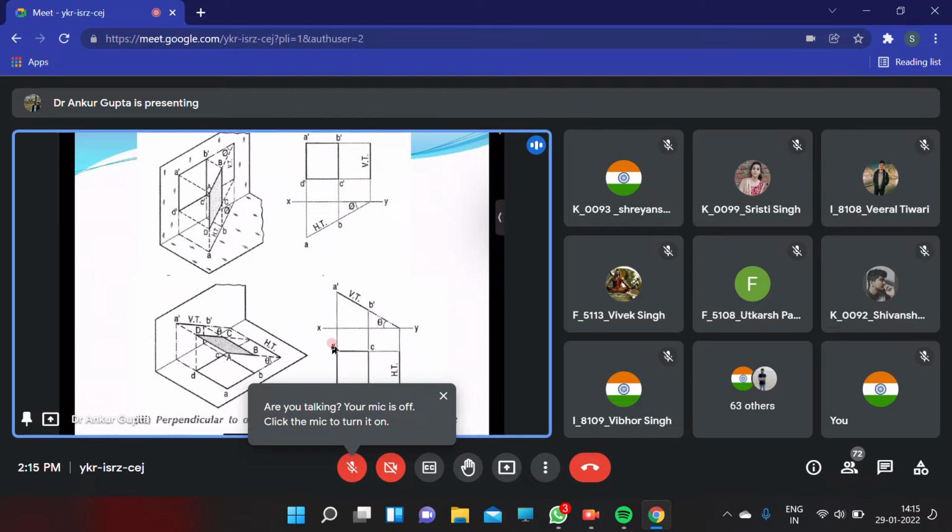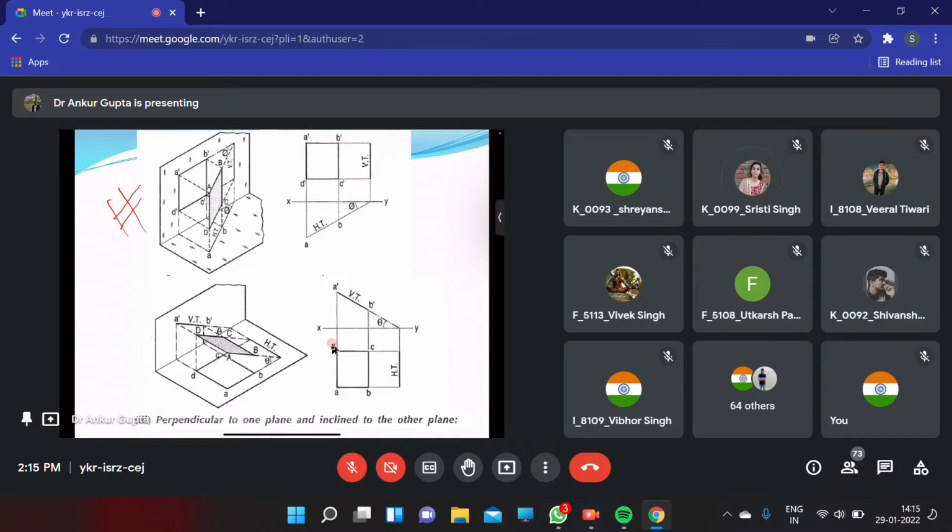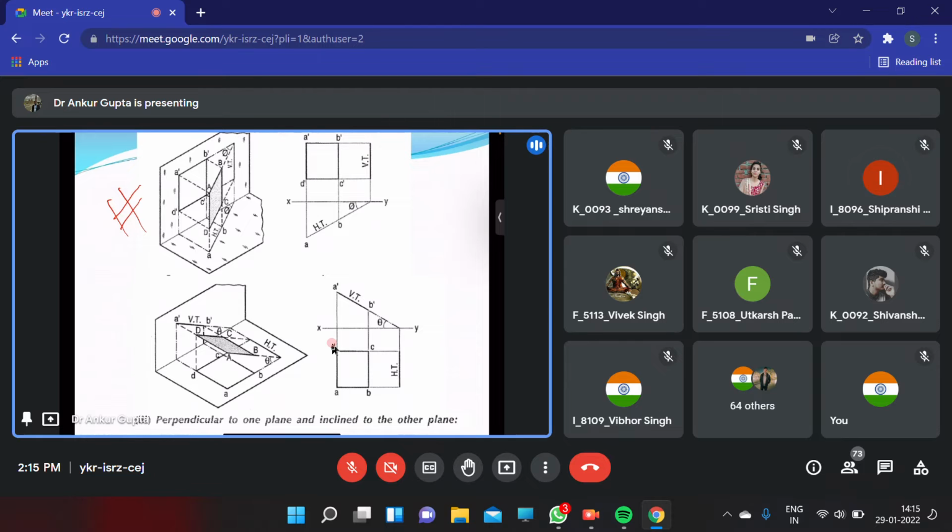Next, perpendicular to one plane and inclined to the other plane. क्लास चालू है, ठीक है? समझ आ रहा है? See this case, the upper one. In this case, the plane is perpendicular to the horizontal plane and inclined to the vertical plane. Yes, sir. Inclined to the vertical plane. Very good.